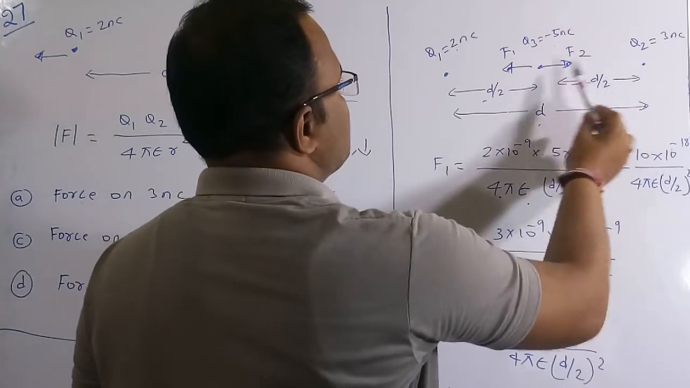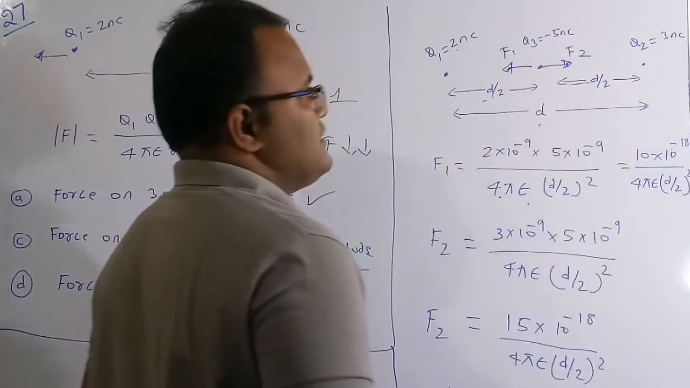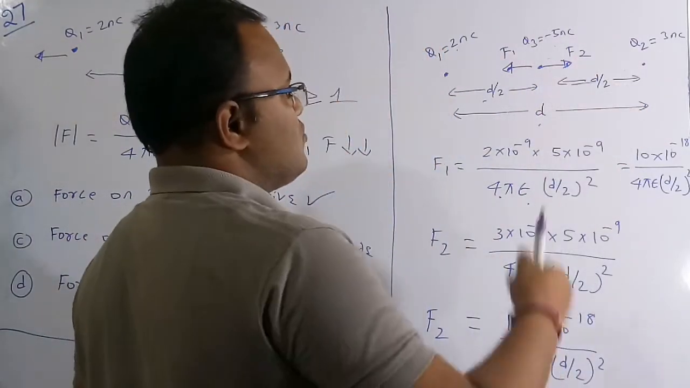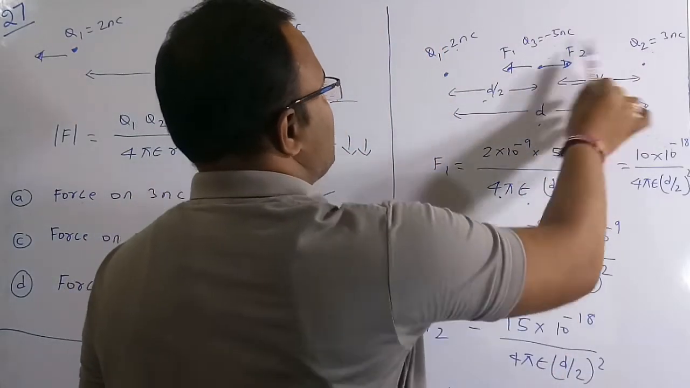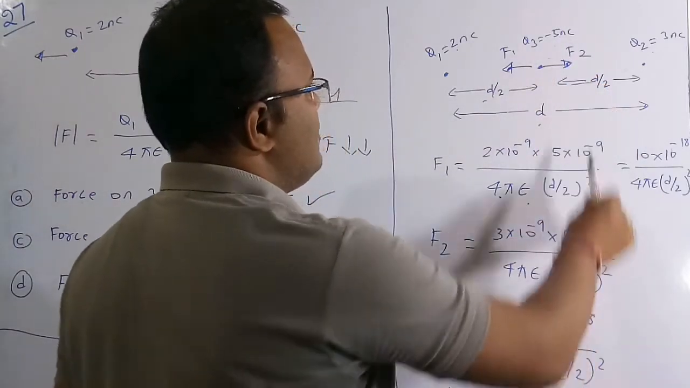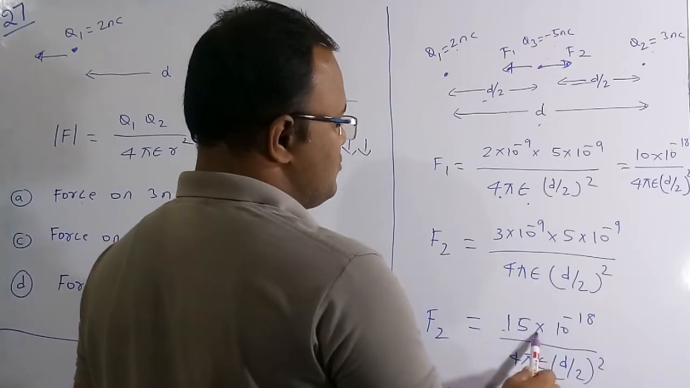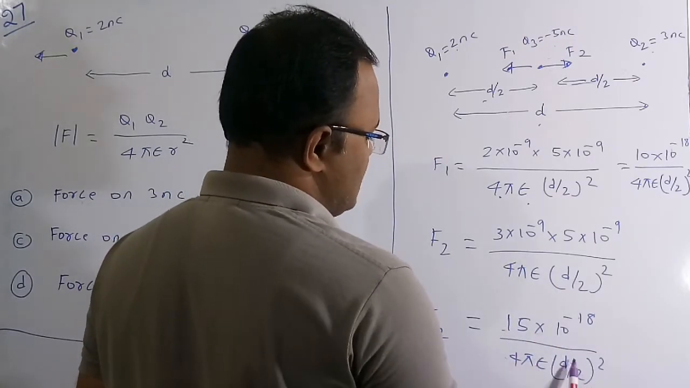Now I want to know the force between these two charges. It's an attractive force. So F2 is equal to the product of the charges by 4 pi epsilon distance whole square. Therefore 3 into 10 to the power of minus 9 into 5 into 10 to the power of minus 9, divided by 4 pi epsilon (d by 2) whole square. If you do the product, we get 15 into 10 to the power of minus 18 by 4 pi epsilon (d by 2) whole square.